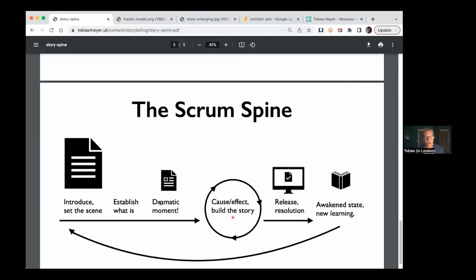So what we had then was a kind of cause and effect. Oh, we could do such and such a piece of work. Oh, and if we did that, that would lead us to doing this other thing. Oh, and if we're in that part of the code, we could probably fix that thing as well. Now the resolution at this smaller scale would be the completion of the sprint backlog. That would be the resolution there, and an awakened state in a new learning, so that we can then go into the next phase of this, which is building this thing. So we kind of condense down, and we've still got the same story structure in there.